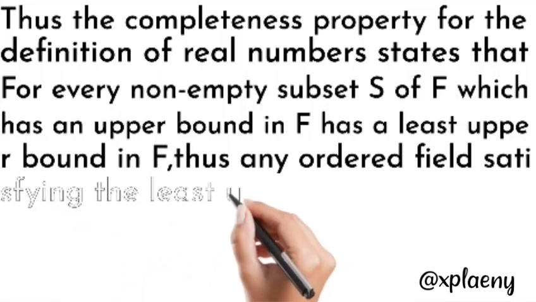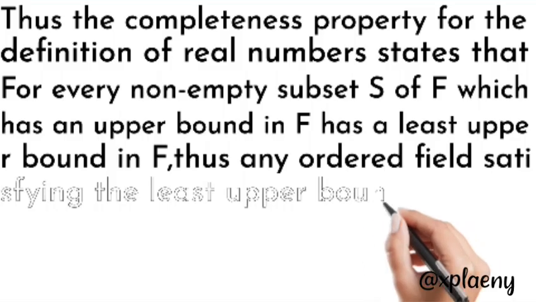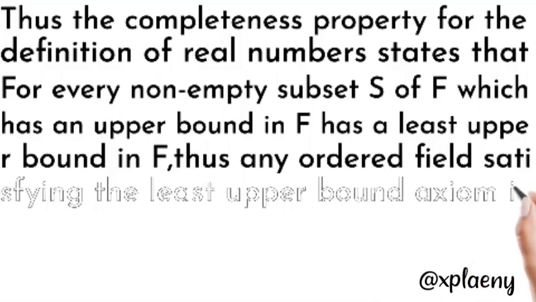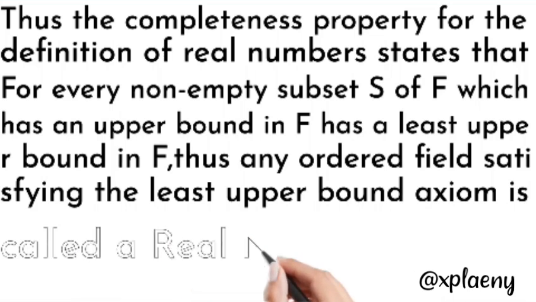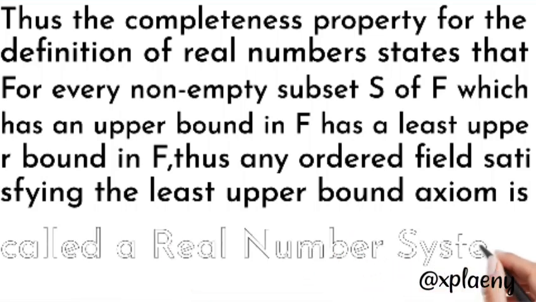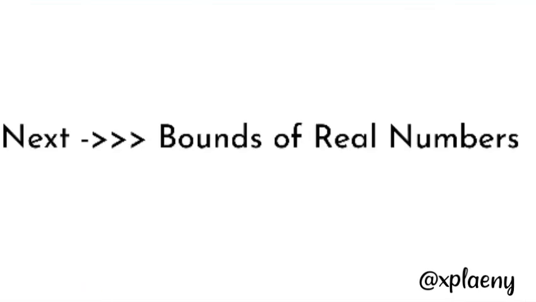So with this definition, we now have our real number property. Any field that satisfies this least upper bound axiom, that it has an upper bound and it has a least upper bound, is now called a real number system. Next, in our next chapter, we look at bounds of real numbers. In these bounds of real numbers, we talk about whether a subset is bounded below or bounded above, or bounded both from below and above.